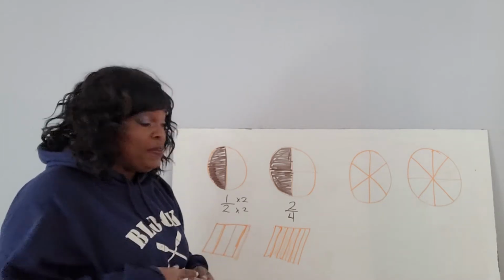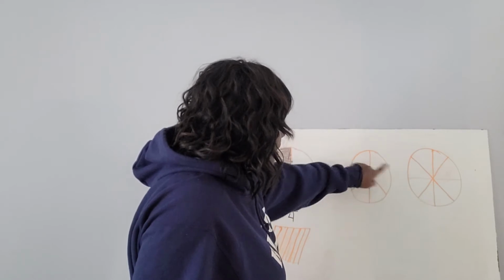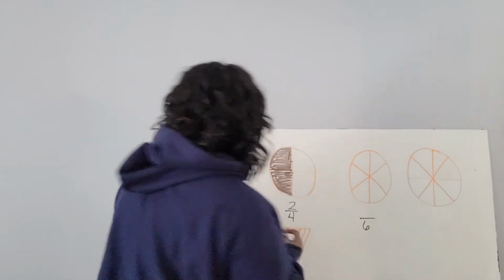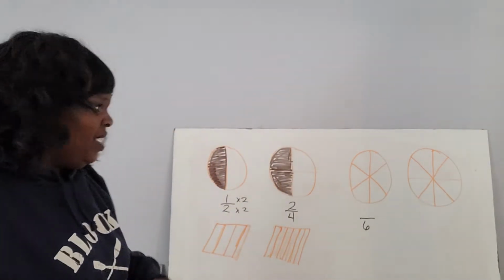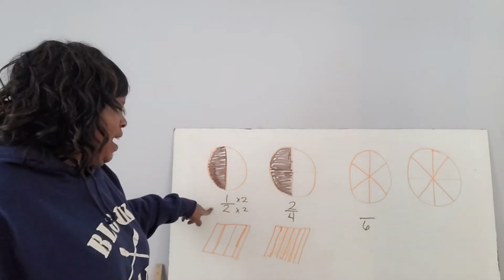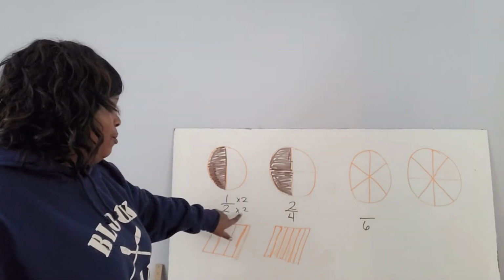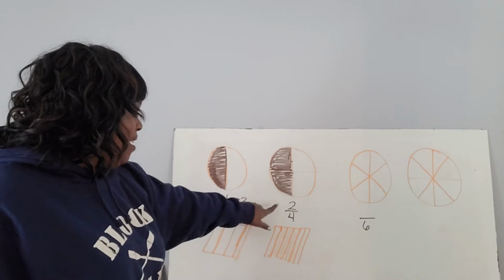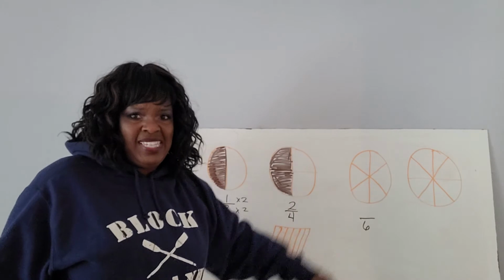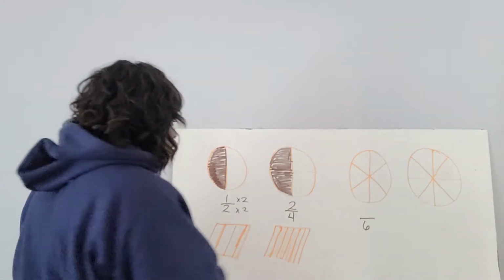First of all, how many pieces do we have? Let's count them. 1, 2, 3, 4, 5, 6. I have 6 pieces in all this time. So what am I going to have to do in order to make this say 1/2? How am I going to do that? Well, just the same way that I made this one say 1/2 by, what did I multiply? 2 on the top and bottom. What do I have to multiply by to get this one to say 6 on the bottom? Yes, I have to multiply it by 3.